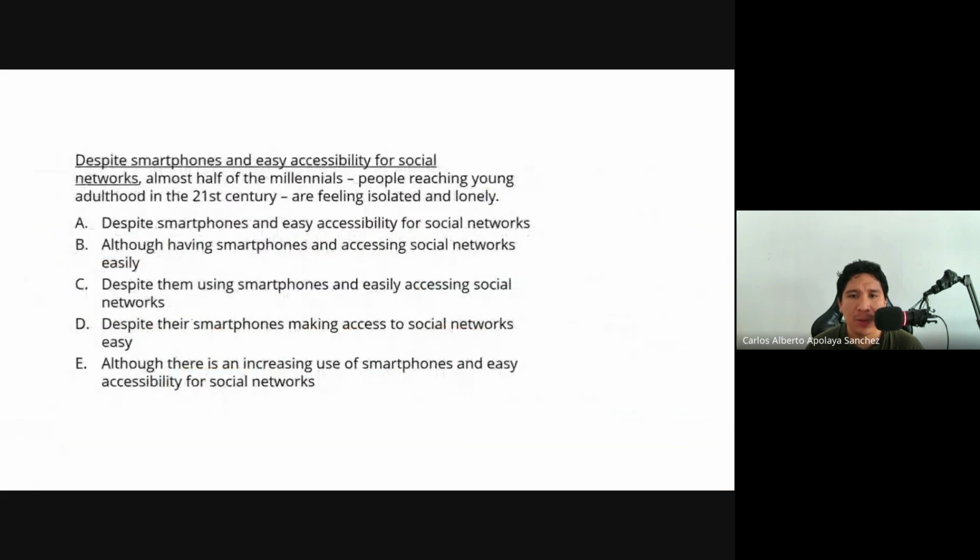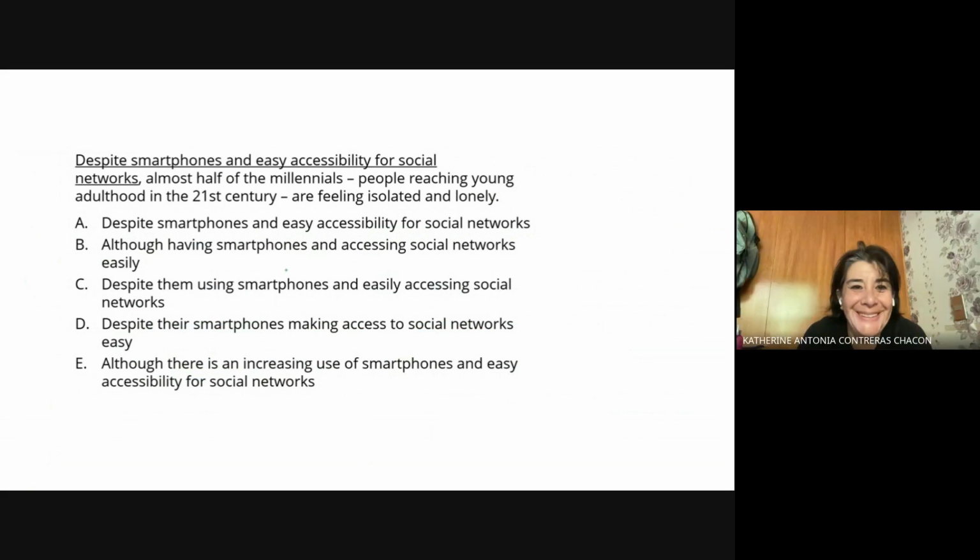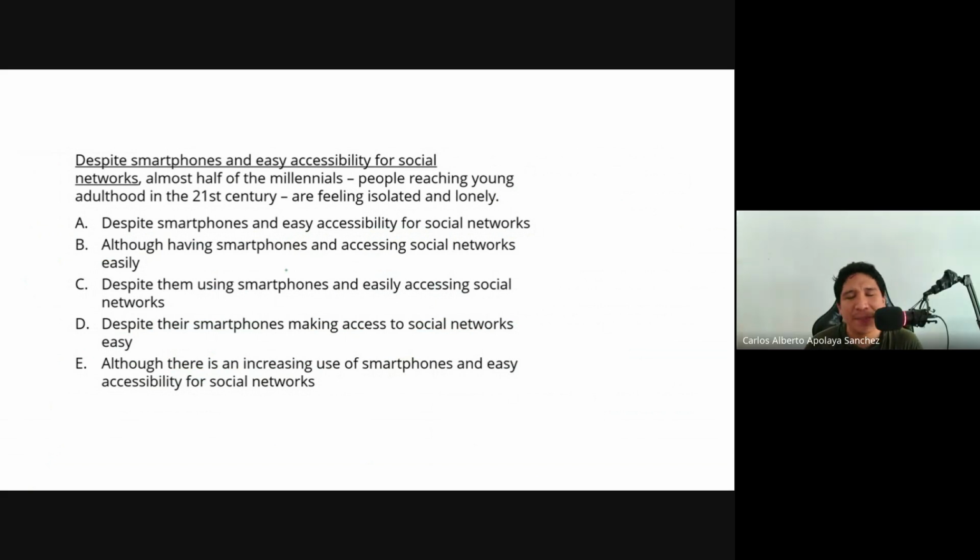I guess we have more. I really like this exercise, to be honest. I guess this was made for teachers. Despite smartphones and easy accessibility for social networks, almost half of the millennials, people reaching young adulthood in the 20th century, are feeling isolated and lonely.